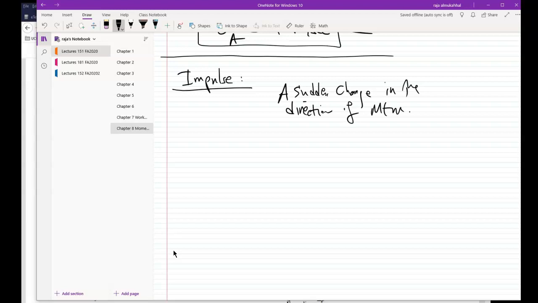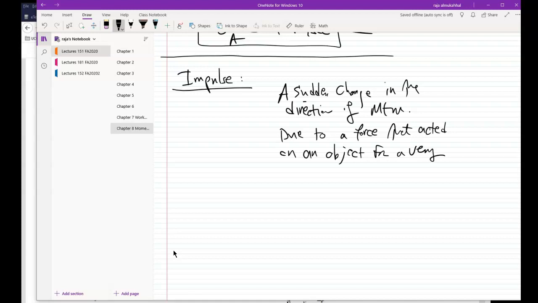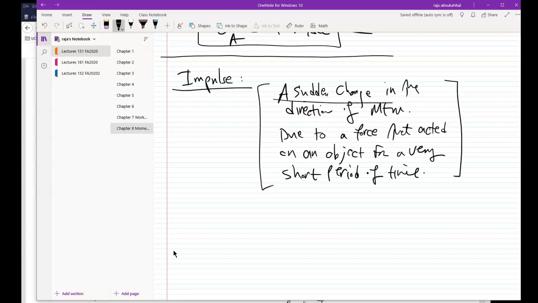MTM for momentum, okay? Of course, due to what? Due to a force that acted on an object for a very short period of time. Okay, that's my definition of it. A sudden change in the direction of momentum. Why that sudden change? Because there is a force that acted on the object for a very short time.